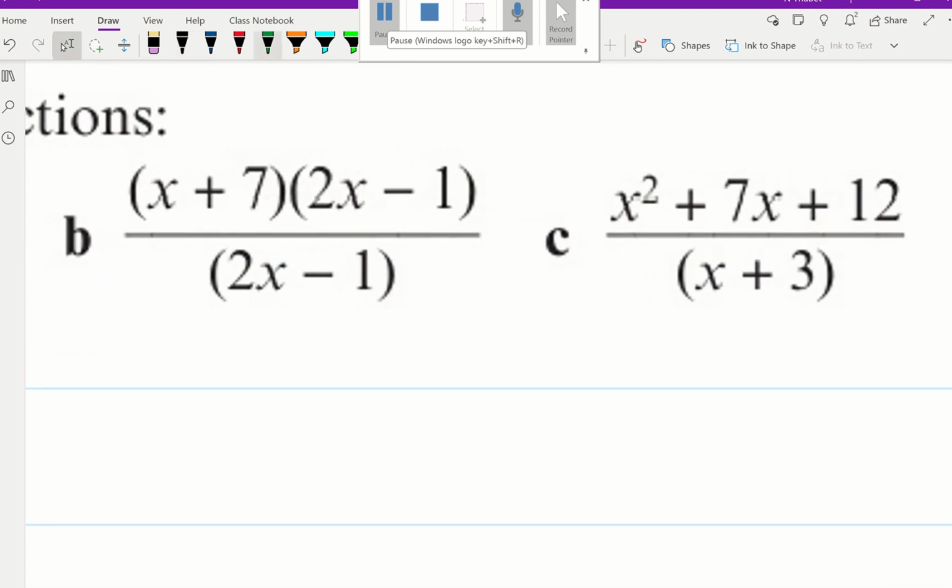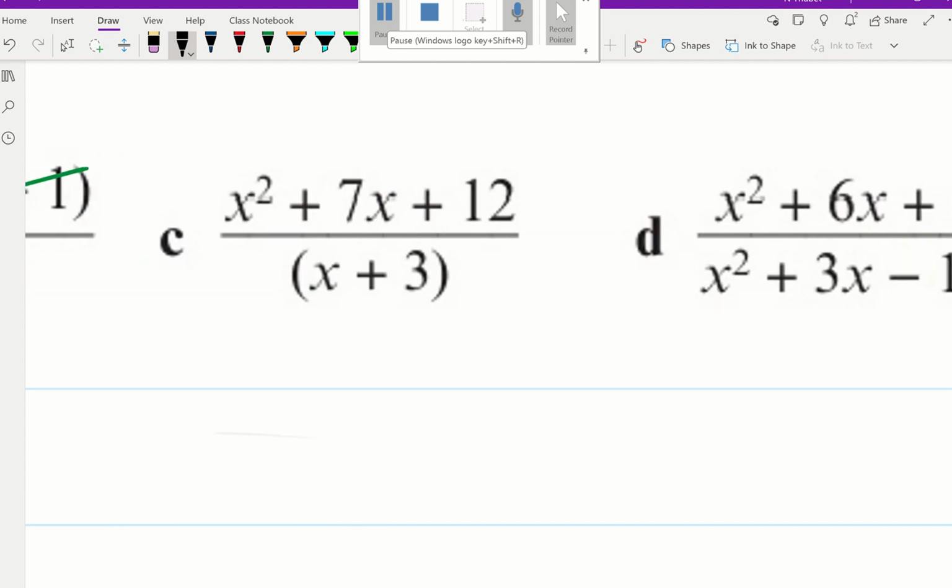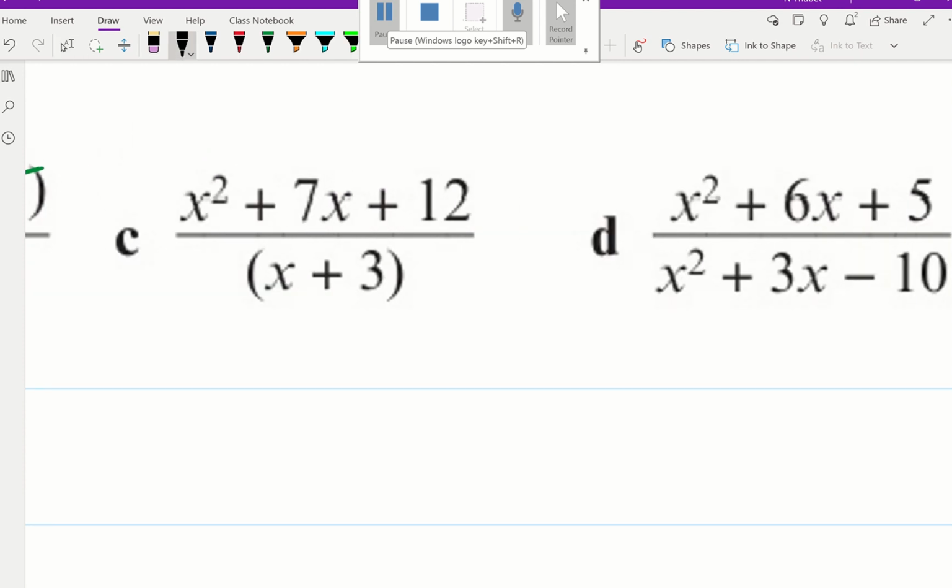This is again very clear because it's already factorized. 2x minus 1 is a factor, so 2x minus 1 divided by 2x minus 1 gives us 1, and I'm left with x plus 7, and you can write it as x plus 7, or you can leave it in the bracket. Part C, this is a quadratic, and you should be able to factorize that.